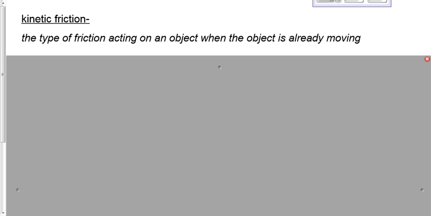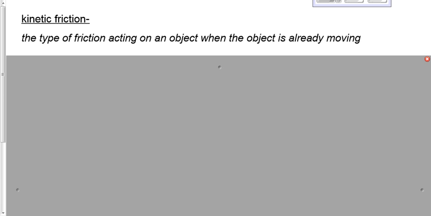We're going to define, first of all, two types of friction. First type is called kinetic friction. Kinetic friction is a force of friction that acts against an object when it's moving. So an object is moving, is sliding, like, maybe you push your desk and it slides across the floor for a couple feet before it comes to a stop. That would be kinetic friction that caused it to come to a stop. The force of friction acting on an object when it's already moving.